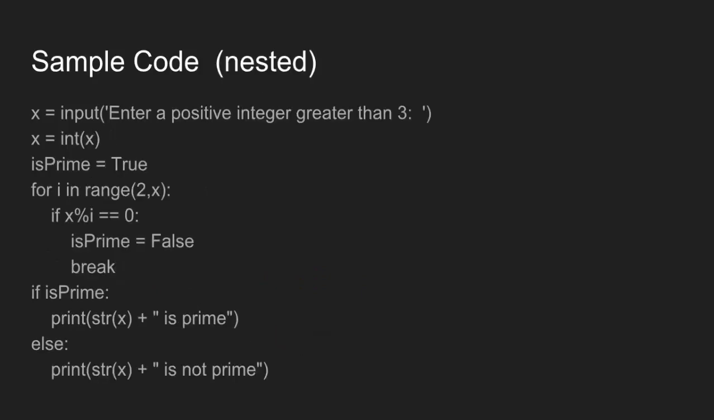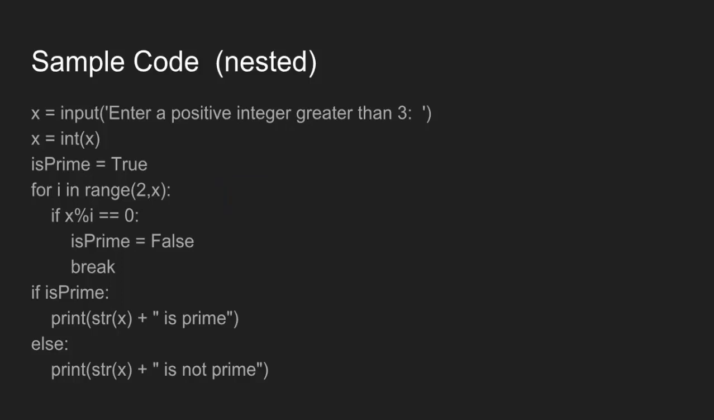Finally, let's look at the idea of nesting different code blocks. So in our first line, we prompt the user to enter a positive integer greater than 3, and then we convert that to an integer. Now we're going to set a flag, and with the flag we assume that the number is prime, and then we're going to use a for loop, for i in range 2 up to almost x. It's actually up to x minus 1 because range doesn't include the end boundary.